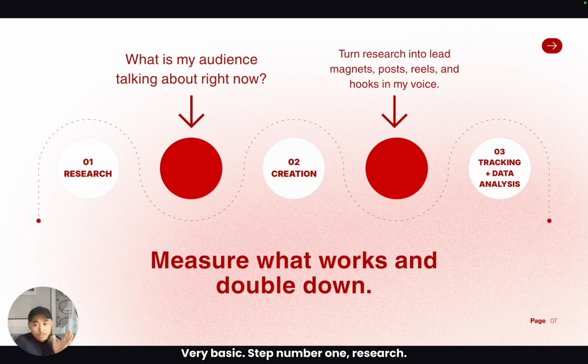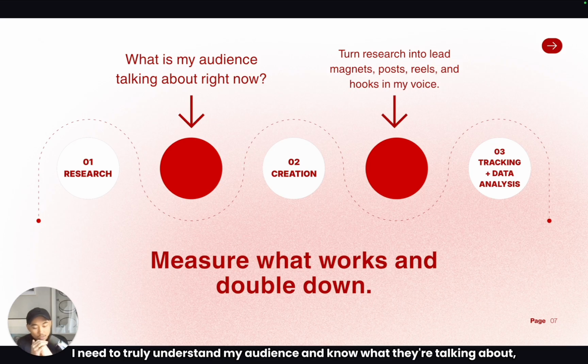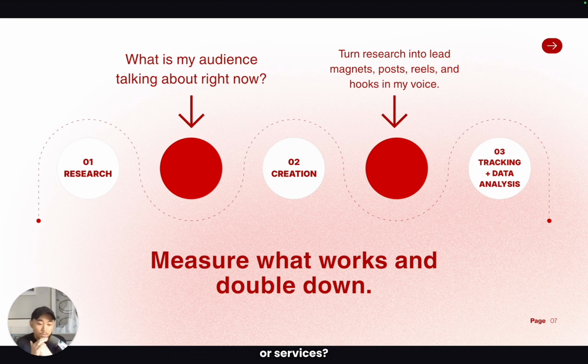And the 3 steps are very basic. Step number 1, research. Step number 2, creation. And 3, which is not very sexy, but very, very important if you want to do it properly in the long term, is tracking and data analysis. Because before I write a single piece of content, I need to truly understand my audience and know what they're talking about, what they're thinking about, even little things like hobbies. Is there a common factor there? Can I use that to leverage, to get their attention, to get the views, and then transition into my products or services? And stage 2, we do the extra research and we start creating.